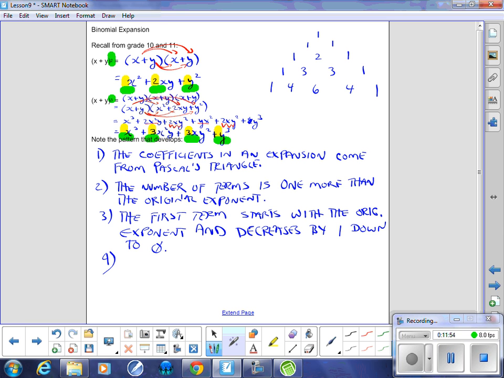Which means that now you're looking at the y term, the second term, and it does the opposite. The second term, the y, starts at 0 and increases to the original exponent.